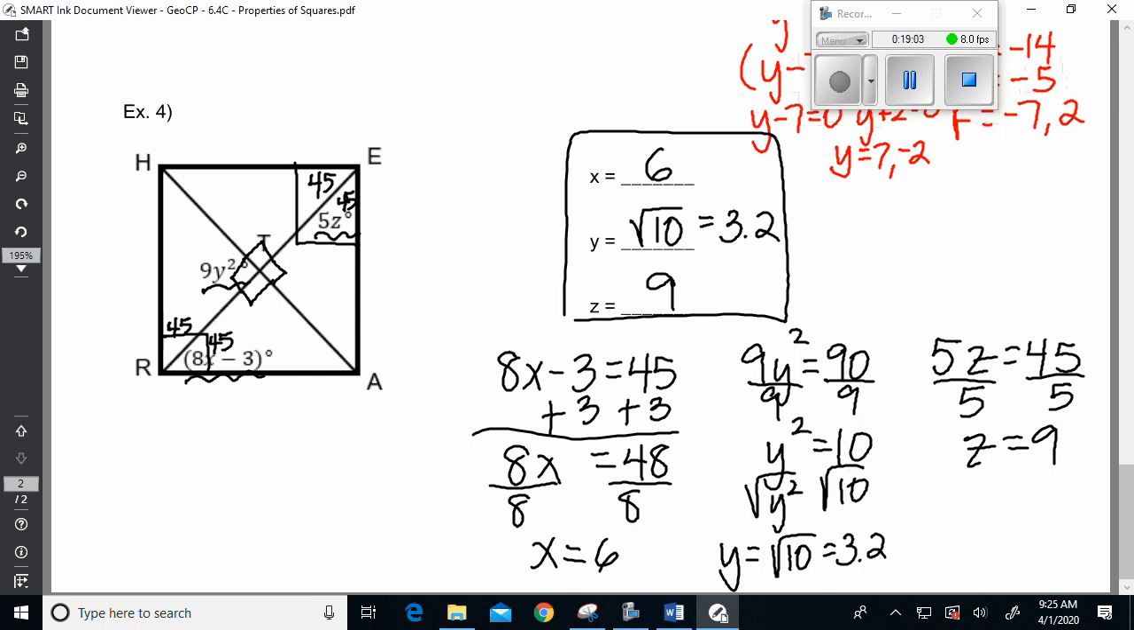Again, tomorrow, part of your work will be reviewing the properties for a parallelogram, a rectangle, a rhombus, and a square, since those will be the things that will make up your quiz coming up on Friday. So again, you'll have a worksheet assignment, and then you'll have a Google mini quiz to complete.